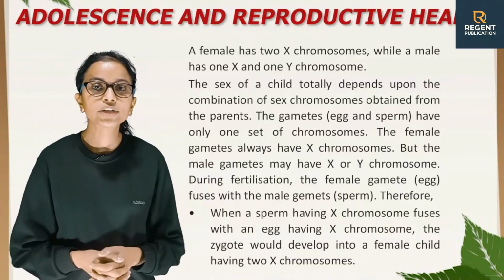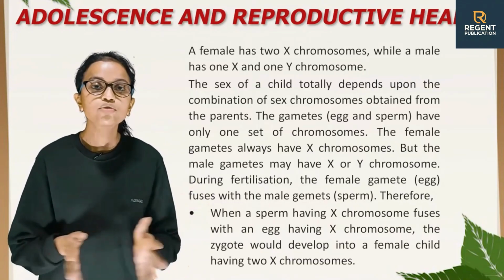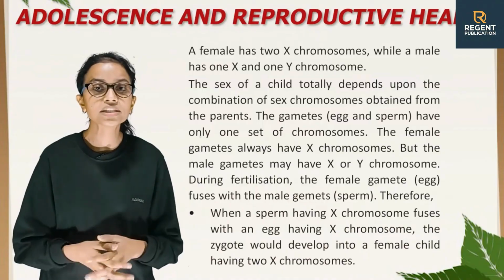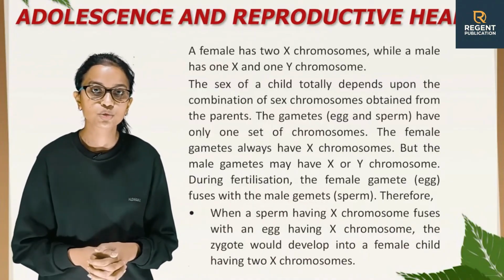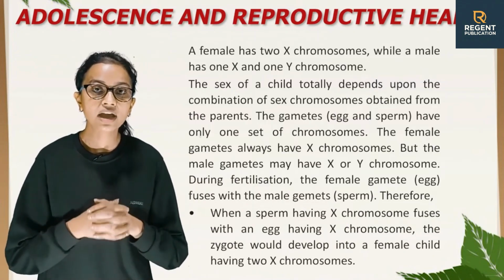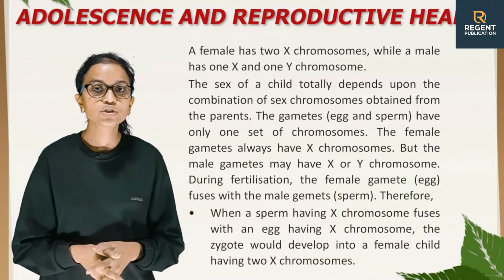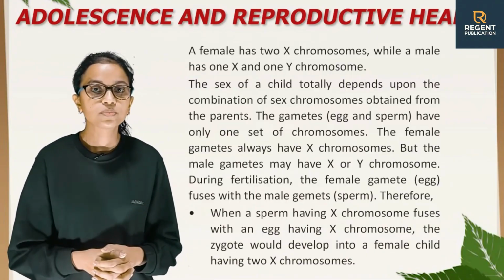The sex of a child totally depends upon the combination of sex chromosomes obtained from the parents. The gametes, egg and sperm, have only one set of chromosomes. The female gametes always have X chromosomes, but the male gametes have X or Y chromosomes. During fertilization, the female gamete egg fuses with the male gamete sperm.